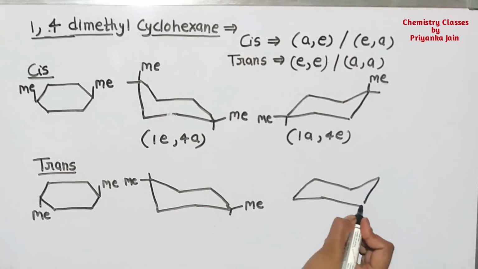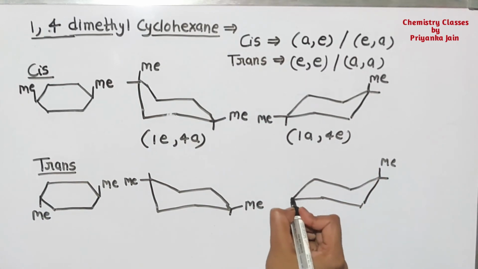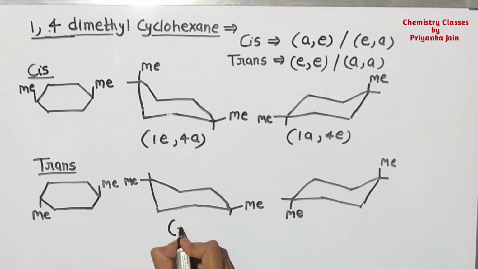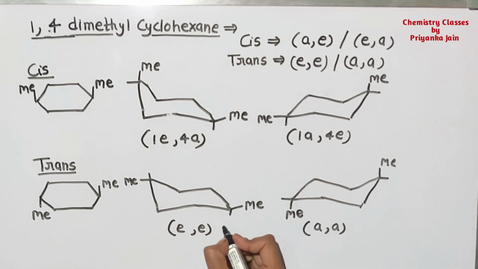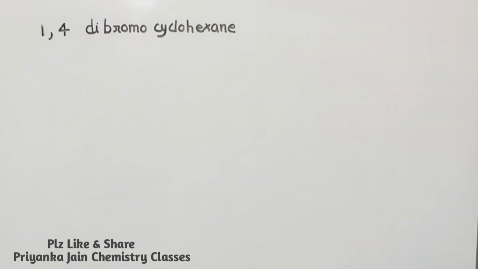It means if this is axial, then at this position this also will be axial. So this is called equatorial-equatorial and this is called axial-axial. Okay, so now you have to find out which one is the most stable conformation. Again, this is equatorial-equatorial, so this will be the most stable conformation, right? So till now we have seen all the cases of the methyl group.